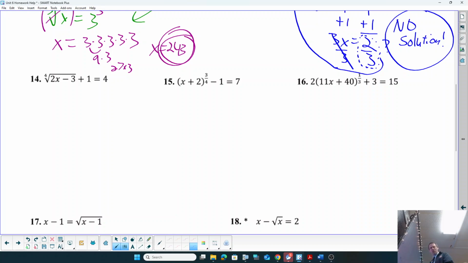Wait, pause me. Try it on your own first. Come on, try it on your own. So we're going to add 1 to this side. So we get 8. Pause me. Try it on your own. Okay, so x plus 2. Which one's the root? So the root is the 4.